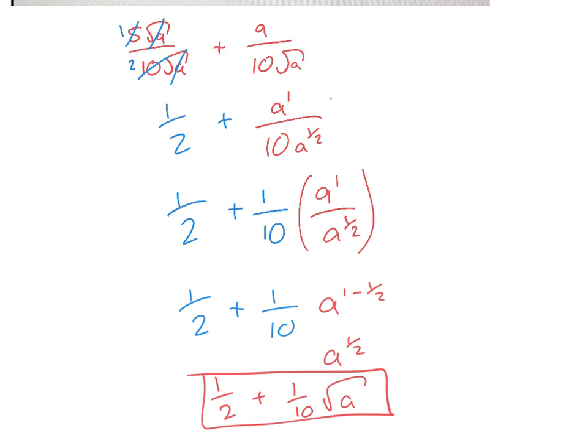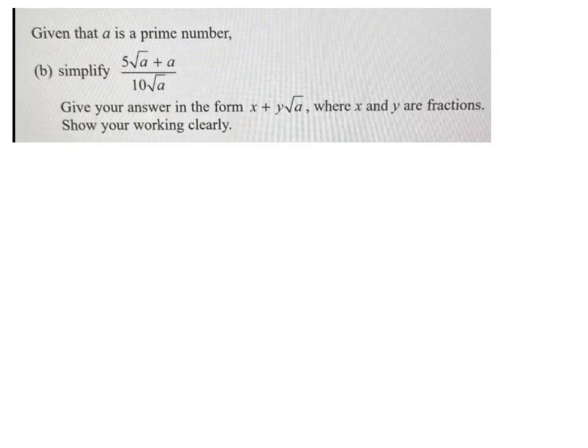So that's the answer. I do want to take you through the alternative method, which is timesing the top and bottom by the square root of a. It is called rationalizing the denominator. There's a reason we do it, and it just makes things a lot simpler. We like to have denominators as simple as possible.